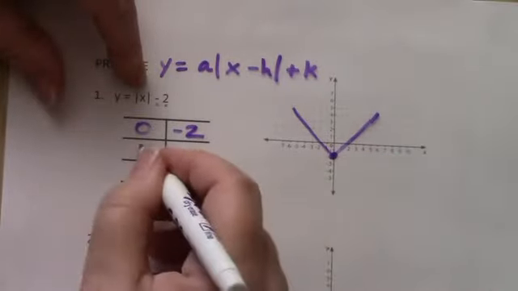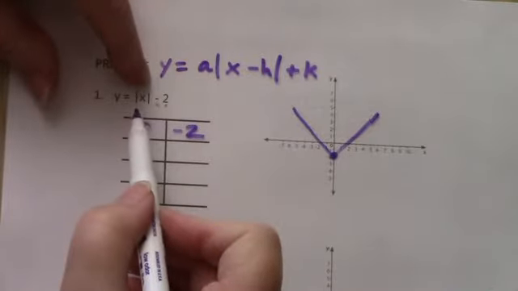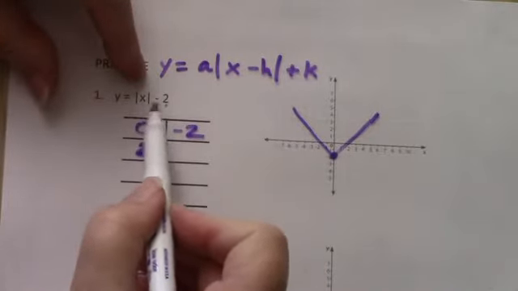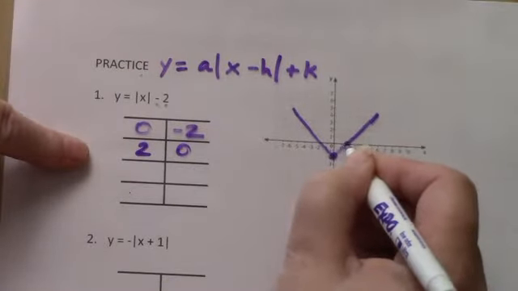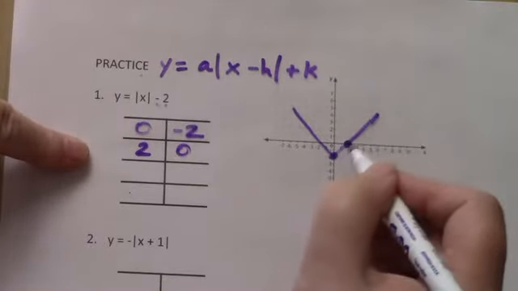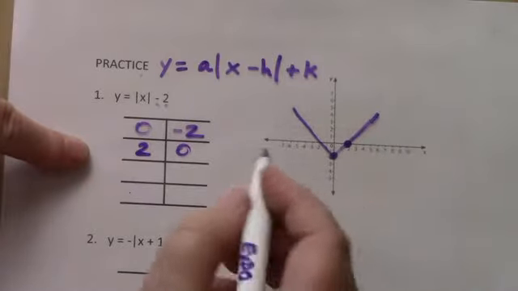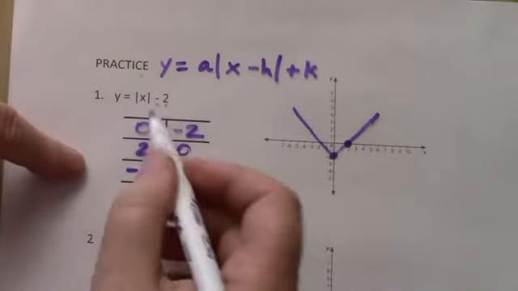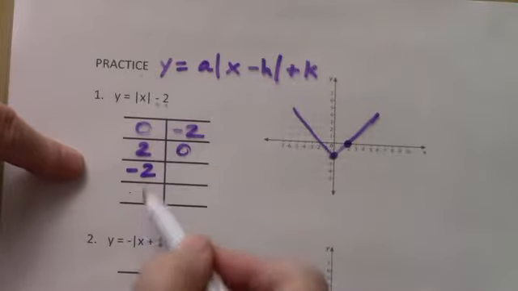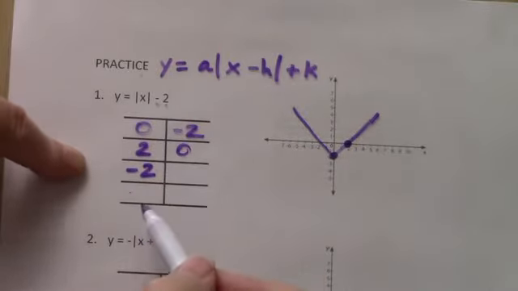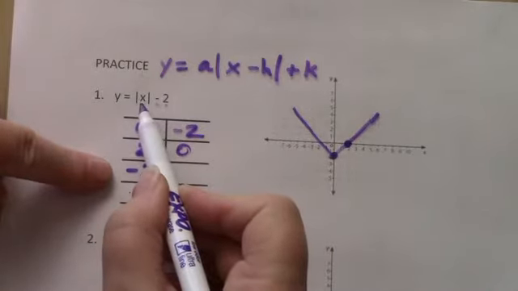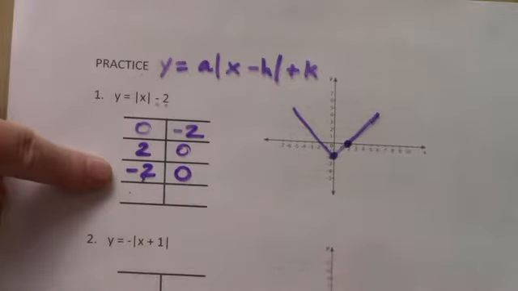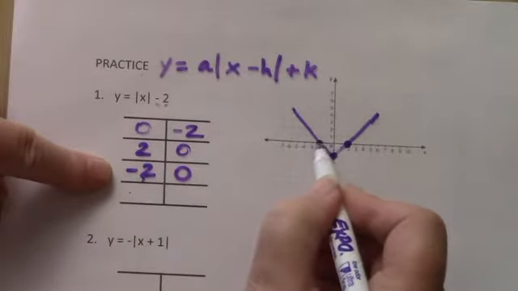Let's put in a value of 2. Well, the absolute value of 2 is 2. 2 minus 2 is 0. So when x is 2, y is 0. And you can see how this is falling on that line. Well, let's do -2, because one of our rules is we have to use both positive and negative values for x. So if x is -2, the absolute value of -2 is 2. 2 minus 2 is 0. So this time we went -2, 0.